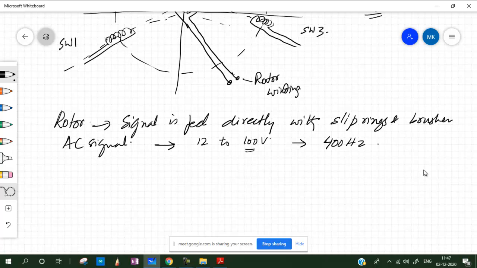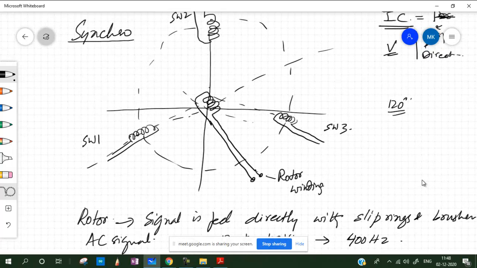But with the help of slip rings and brushes, we make the AC signal pass through this. And then again, with the same transformer action, you have the mutual inductance as per the angle between the rotor and the stator coils that we have connected to the stator. We would have the output.